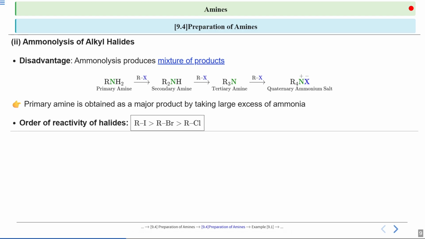If you're talking about the reactivity of alkyl halides, the order is first alkyl iodides. They react fastest, followed by alkyl bromides, and last we have alkyl fluorides. This is because the bond between carbon and iodine is the weakest, because the size of iodine is quite large. So the bond between carbon and iodine is weak, and if this bond is weak, it breaks most easily, making RI most reactive in ammonolysis.